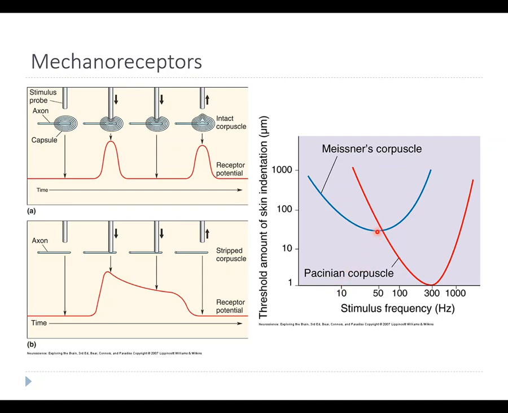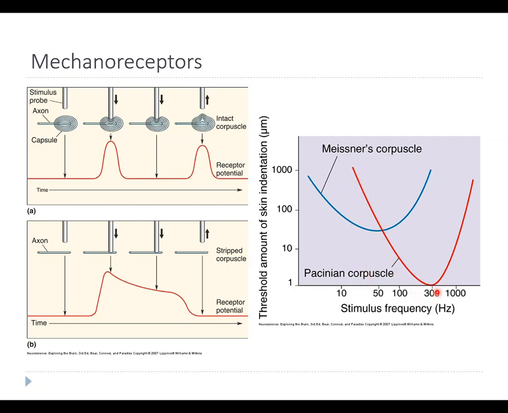Then at about 50 hertz, the threshold goes down. This is a log scale, so it's probably about 70 or so micrometers that you have to push to get a response at 50 hertz. So the threshold is lower, which means the receptor is more sensitive at 50 hertz.